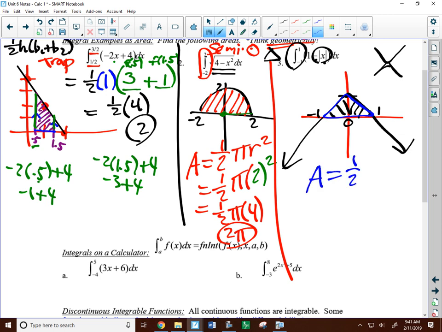1/2 base times height. The base then is 2, and the height is 1. And so we get 1.